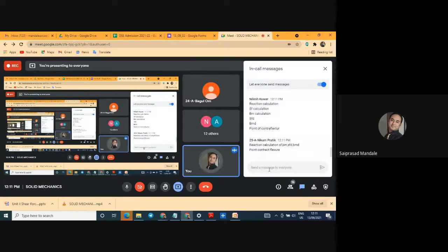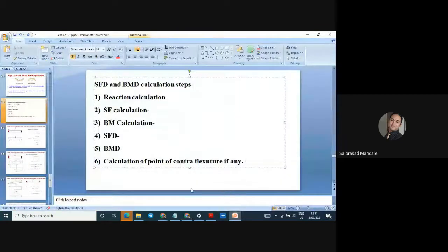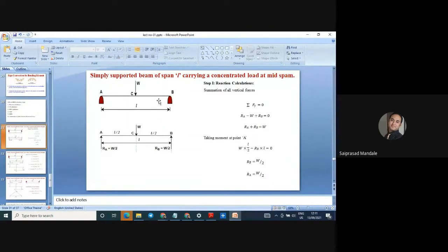Reaction calculation, SF calculation, BM calculation, SFD, BMD, point of contraflexure, if any. Very good. So now it is very clear for everybody that you have to follow the steps. Good. Now moving next.